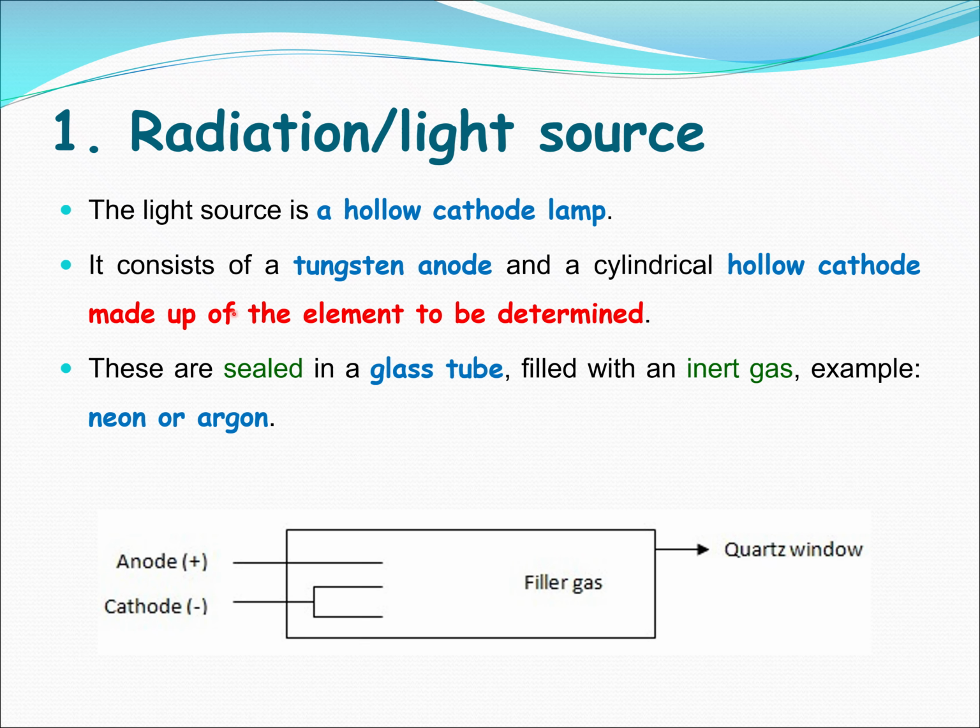It consists of a tungsten anode and a cylindrical hollow cathode made up of the element to be determined. These are sealed in a glass tube filled with an inert gas, for example neon or argon. So you can see here usually anode and cathode exist in this hollow cathode lamp. This is the filler gas, and this is a quartz window. Now we'll discuss the step by step mechanism for the emission of the light source.